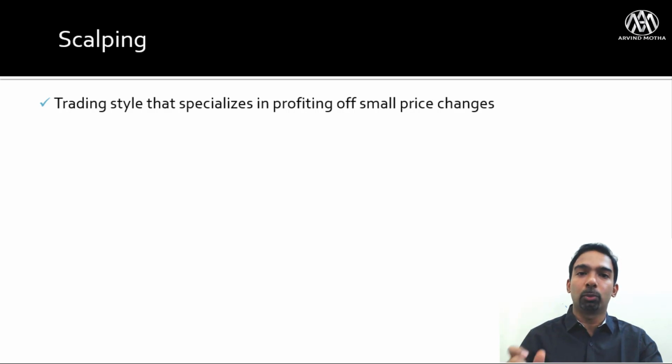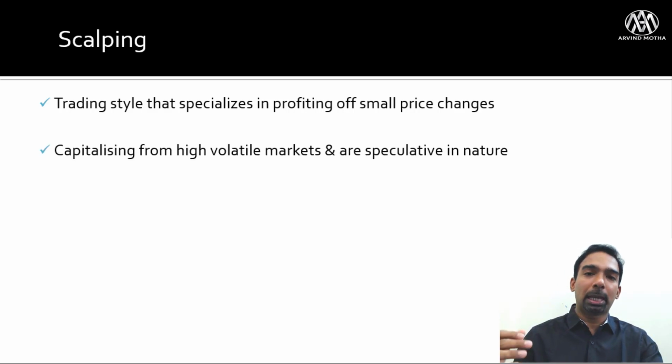It's like micro trades, very small trades where you book your profits in a few seconds or a few minutes. You'll be capitalizing on very volatile markets, which are mostly speculative in nature. The main intention of scalping is to gain profits from very small movements in the market, even a few paisa or a few rupees. That way you will book your profits. That's mostly speculative in nature only.